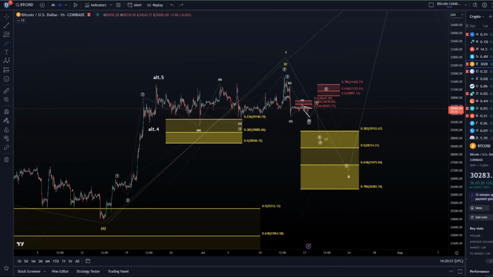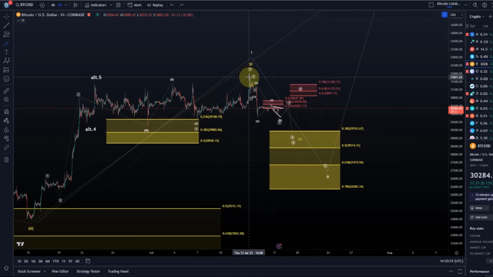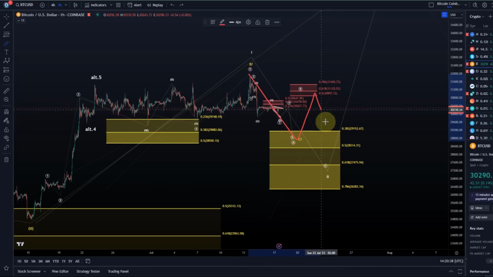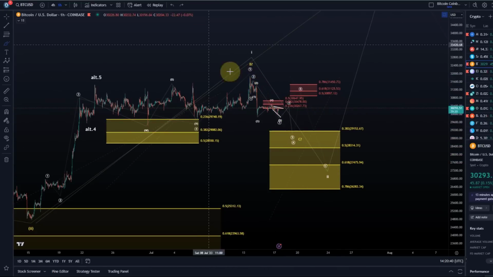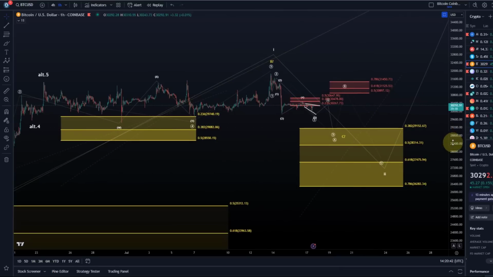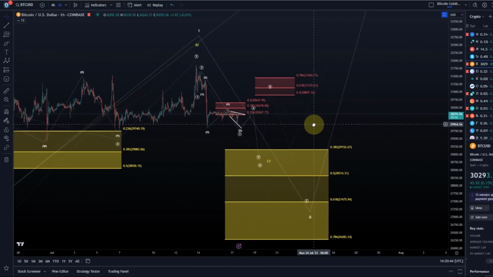So in the primary scenario, we are in the wave 2. Also in the alternative, we are really in the wave 2. It's just how does this wave 2 unfold? Obviously, the top in the wave 1 was here at 31,820 pretty much. And in the wave 2, we should form an ABC structure, A, B, C. Let's talk about the situation that we have in this wave 2.